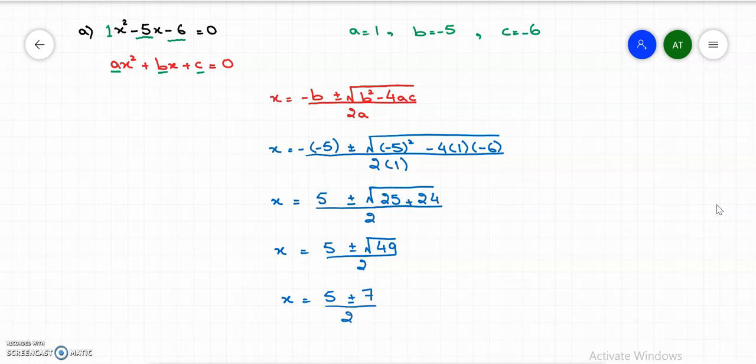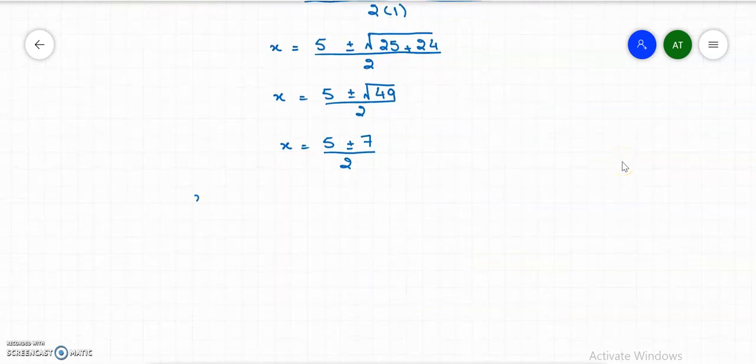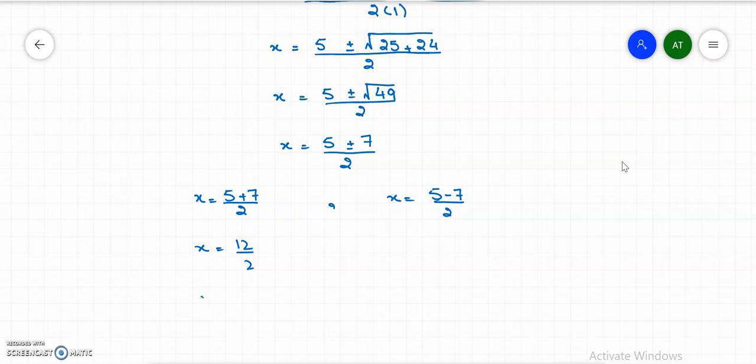Now we have two x values. Let's split them and solve both of them. So that is x is equals to 5 plus 7 divides 2, and we have x is equals to 5 minus 7 divides 2. Right? So here we will get x equals to 5 plus 7 is basically 12 divided by 2, and here the x value would be equals to 6, and here x equals to 5 minus 7 is negative 2 divides 2, and here we have x is equals to negative 1. So we have two x values, or we can say the two solutions or the two roots or the two zeros of the quadratic equation, that is positive 6 and negative 1.